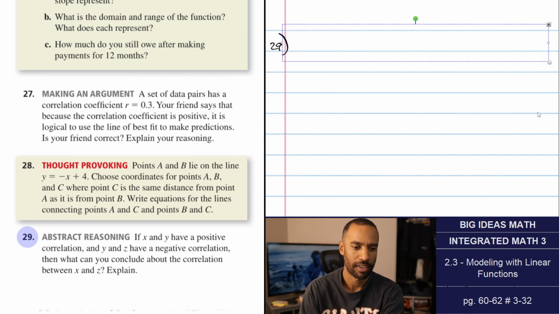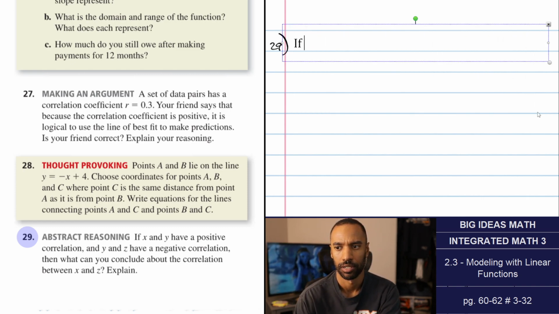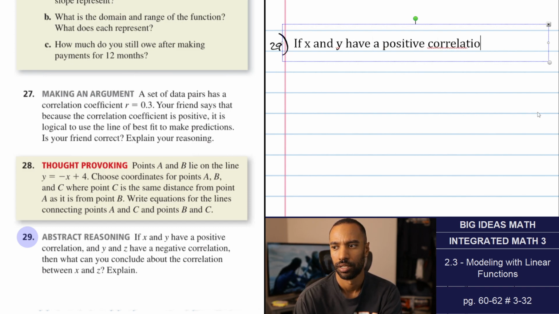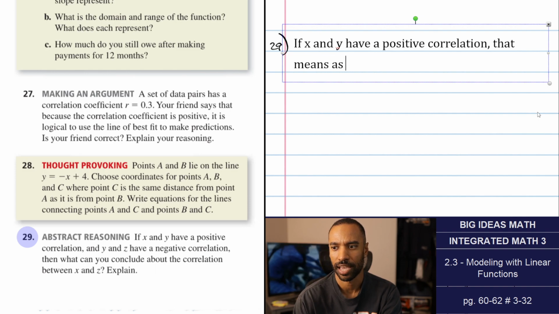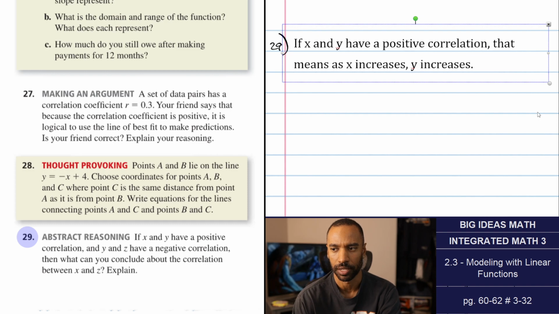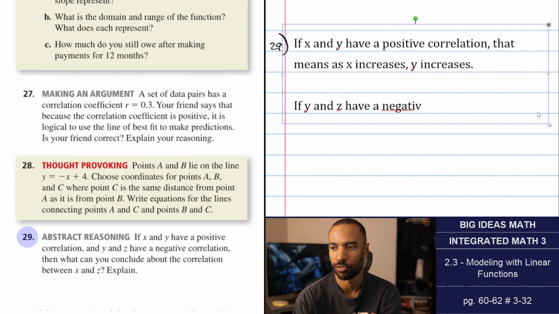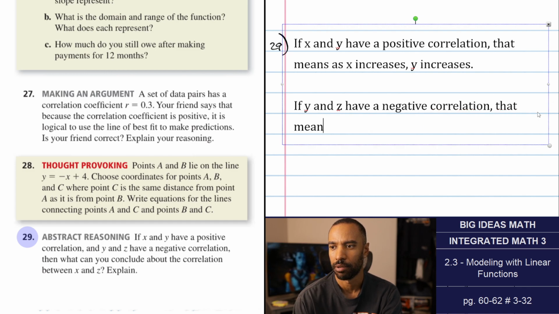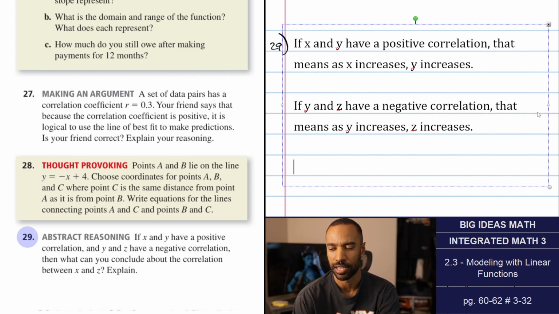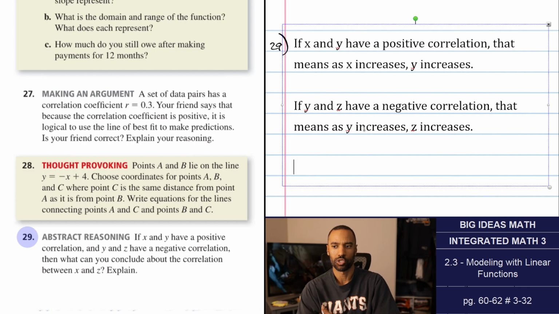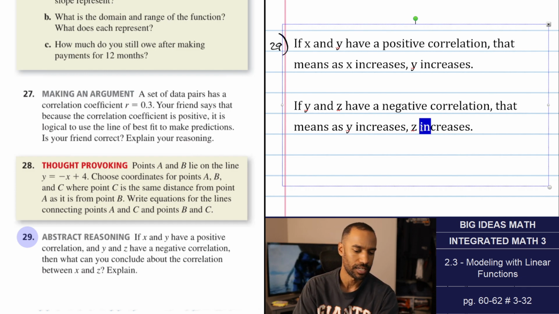But if x and y have a positive correlation, that means as x increases, y increases, just as a general thing. If y and z have a negative correlation, that means as y increases, z decreases. So what's our transitivity thing that we can do here that makes most sense to us? As x increases, y increases, z decreases.